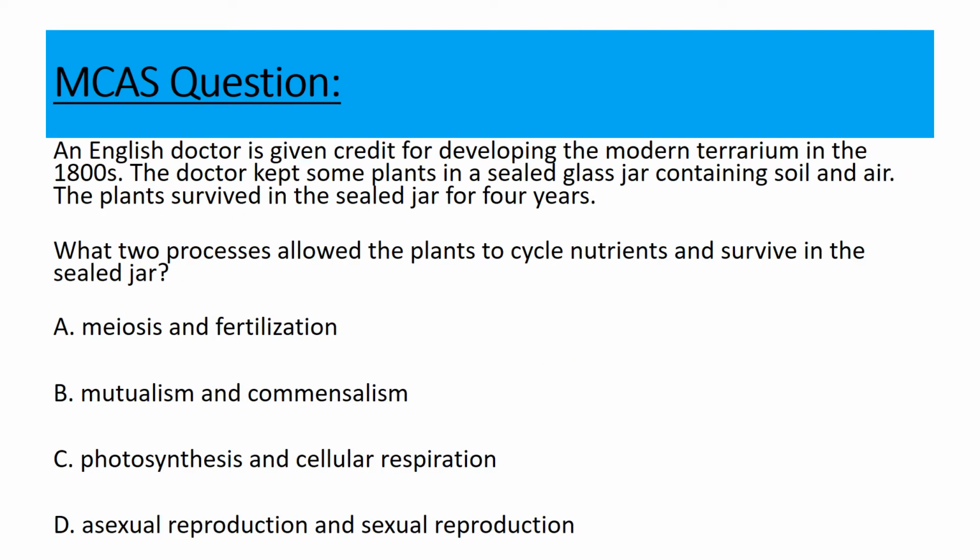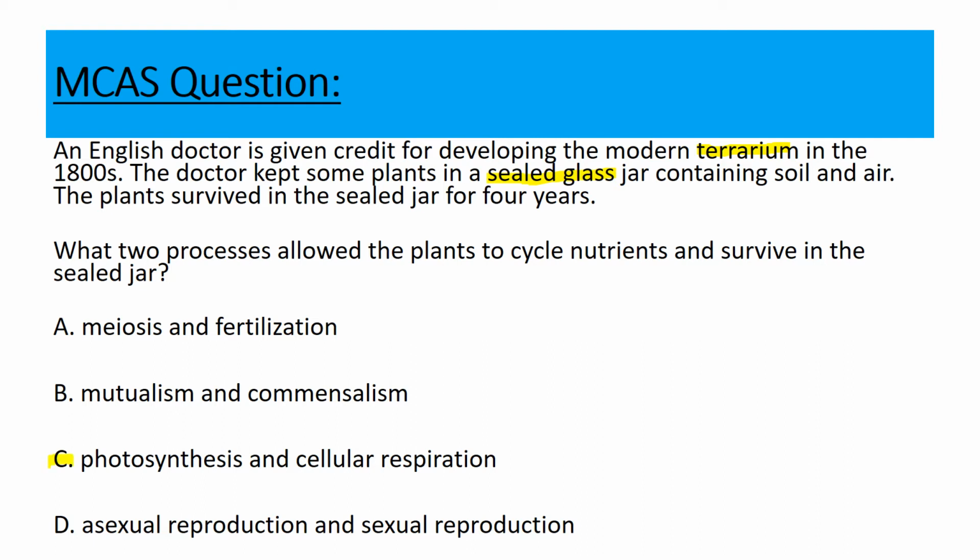An English doctor is given credit for developing the modern terrarium in the 1800s. The doctor kept some plants in a sealed jar containing soil and air. That's all that's meant by a terrarium here. We have a terrarium in the sense that we have a sealed glass container. The plants survived in the sealed jar for 4 years. And the question is going to be, how did the plants survive in this sealed environment? What two processes allowed the plants to cycle nutrients and survive in the sealed jar? The answer is photosynthesis and cellular respiration.